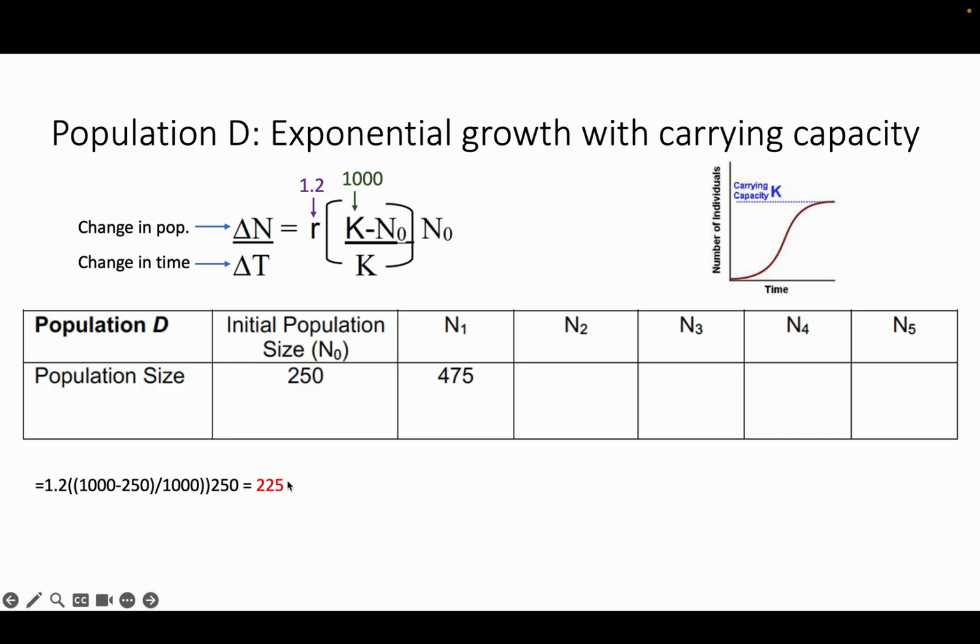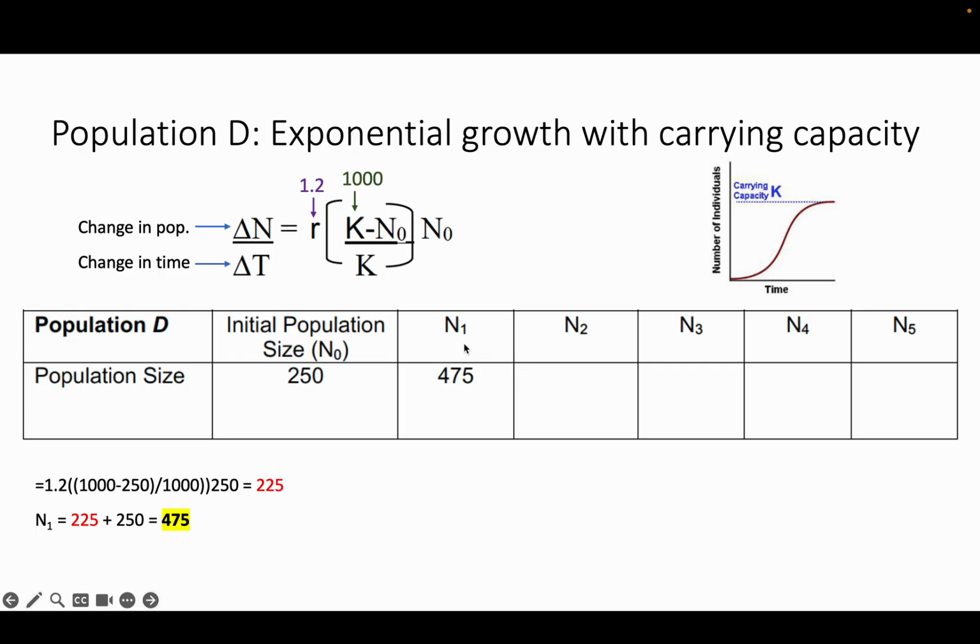Remember, this is the number of births, okay? It's just the number of births. It's not the total, which is what it's asking for here. So to find the total number, you have to take 225 and add it to 250. 225 added to 250 gives you 475. Okay, so make sure whatever number of births you have here, you add it to the starting population, which gives 475. This is going to be N1.